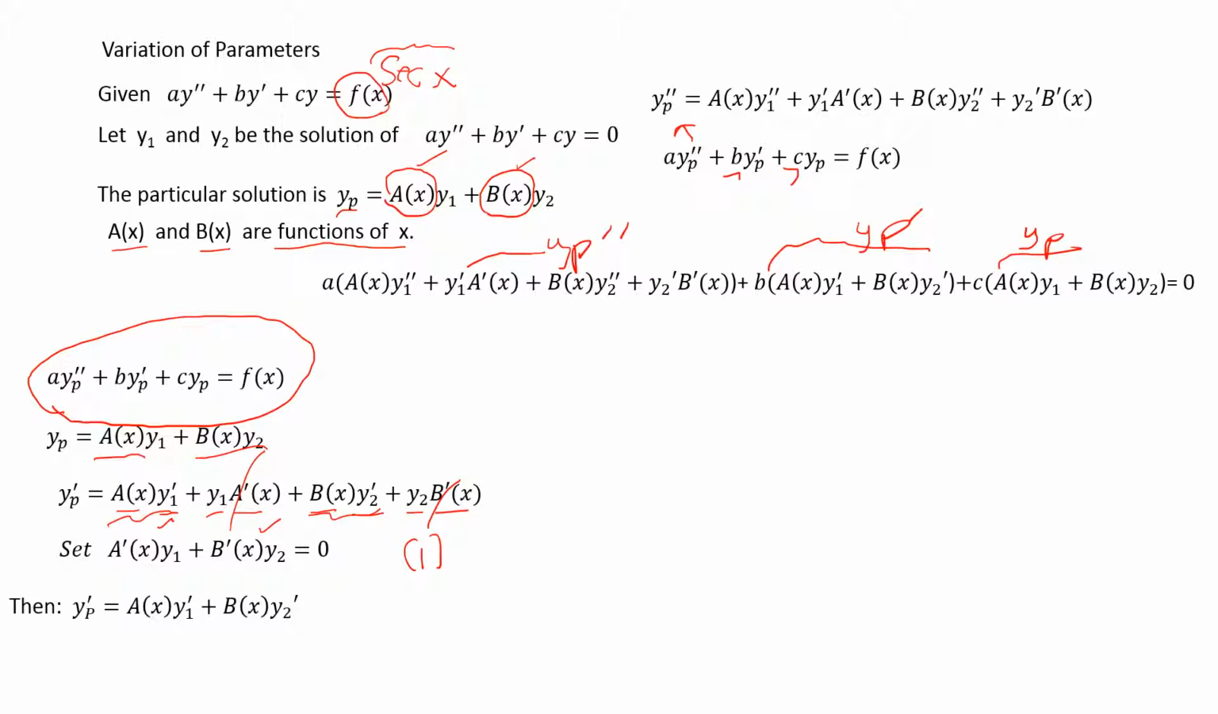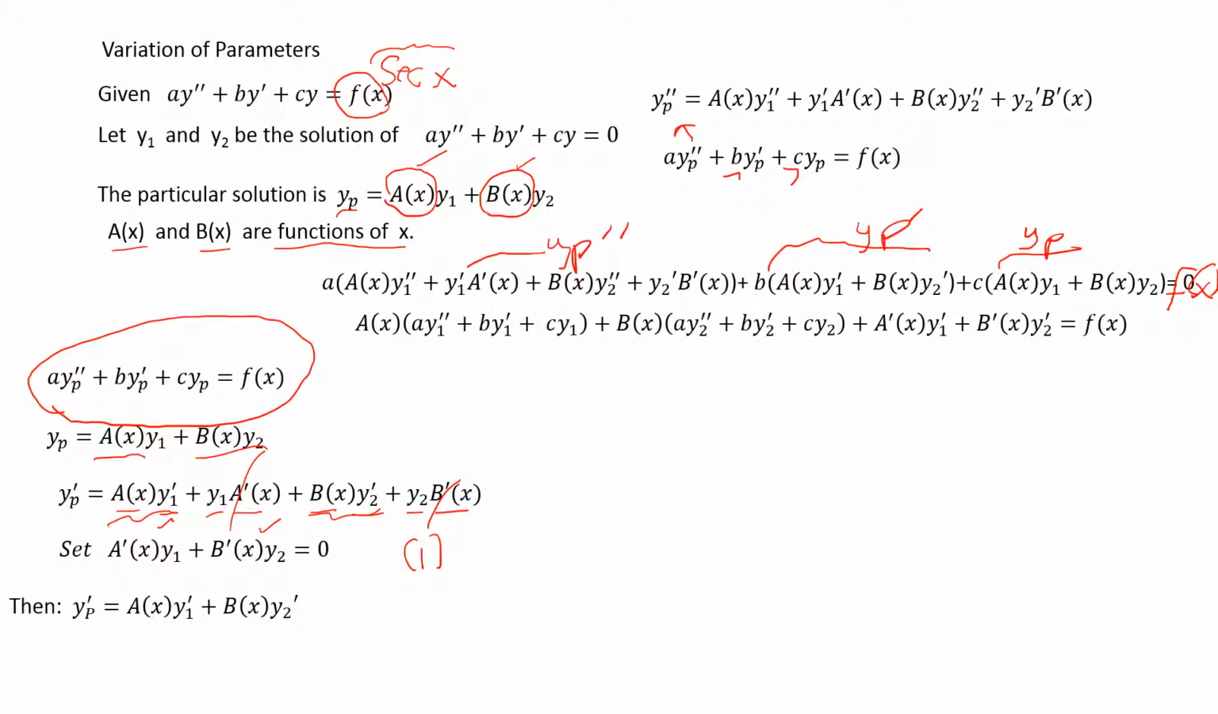So that should be equal to what? I'm sorry, this should be equal to f of x, not 0. Okay, this should be equal to f of x. The next step is we collect all ax from here. What are these ax? So ax here is ay1 double prime, and then you have this one, by1 prime, is there, and then cy1 is there, and then collect all the bx.